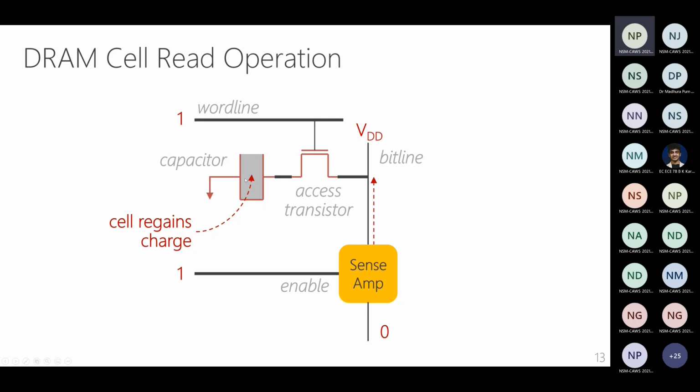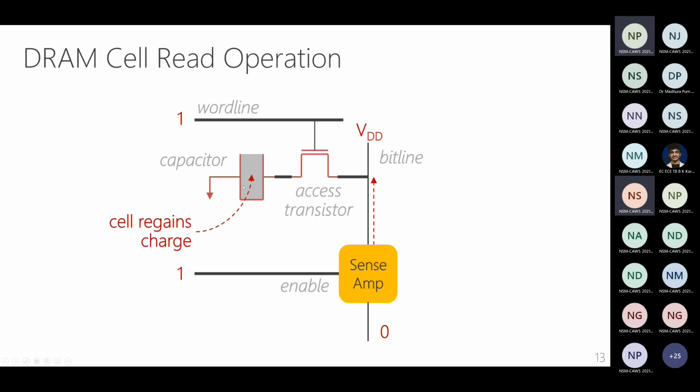Sir, is there any checking whether the data was read properly? There is no check here. This circuit is sort of assumed to work, right? In the ideal situation where there is no quote unquote process variation, if you design this circuit, this is how it will work. There's no need for any further checks.